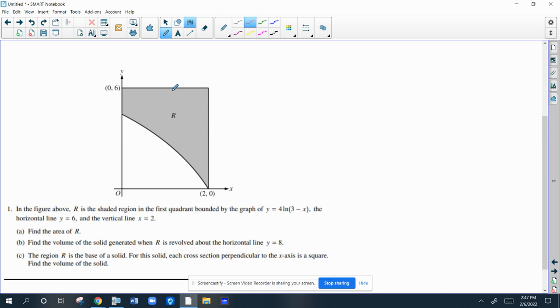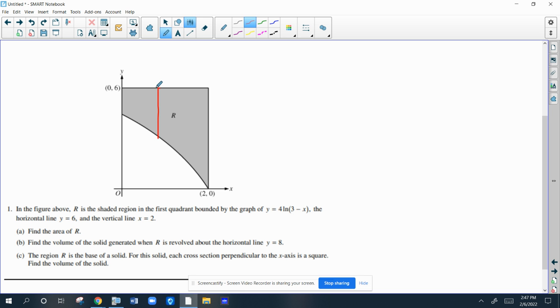So part C says this region R is the base of a solid. And if you take cross-sections of this solid, so it's coming out at you, so if you slice it, each cross-section perpendicular to the y-axis is a square. So if you slice this perpendicular to the x-axis, like let's go this slice right here, that's going to be a square. So that's going to be the base of the square, and the height of the square is going to come right at your face right here.